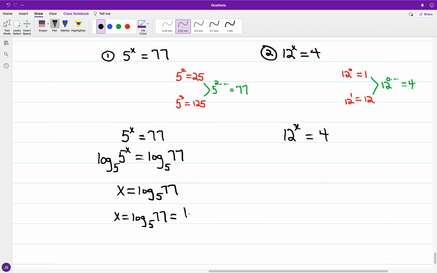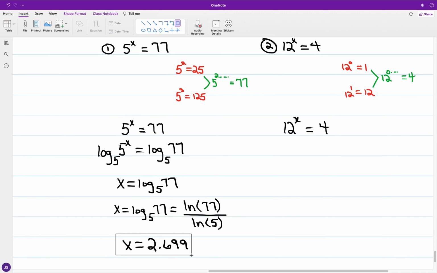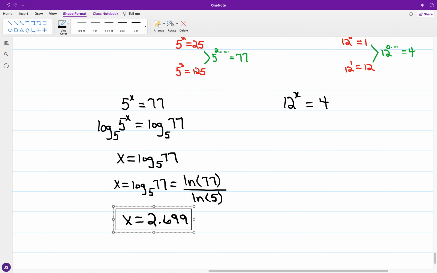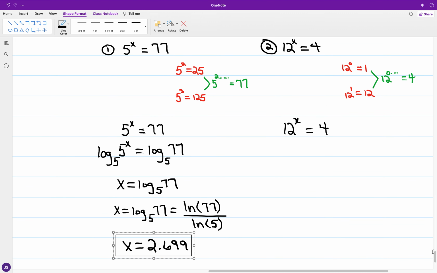Okay, so the change of base, we'll go with ln. So you have the natural logarithm of 77 all over the natural logarithm of 5, and to about the nearest 3 decimal places, we have x will come out to about 2.699. Okay, so the value of x, or the exponent, does come out to be greater than 2 and less than 3. So you have very close to 2.7 in this instance.